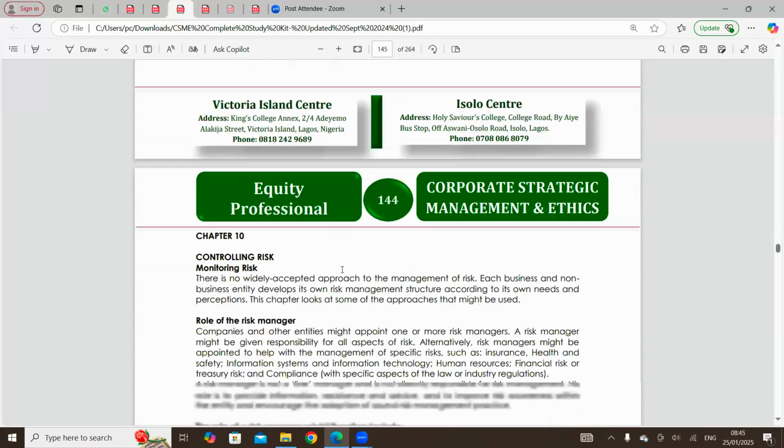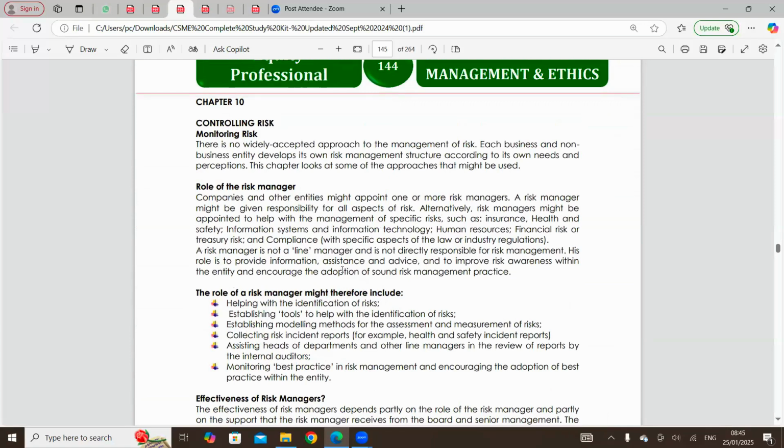Okay, we want to move on to controlling risks. Now we said that in monitoring risks, there's no widely accepted approach that says this must be how you control your risks. You understand? Each business has to develop a system that works for them, to say this is what we can implement to manage our risks. We said each business entity develops its own risk management structure according to its own needs and perception. This chapter looks at some of the approaches that might be used to monitor or control our risks.